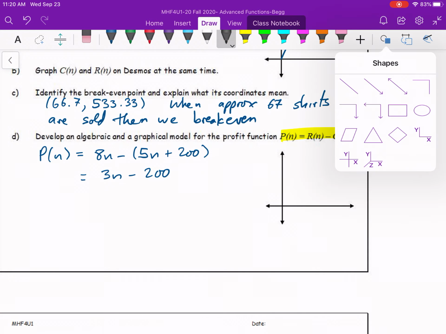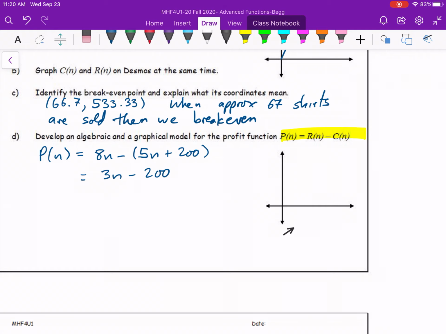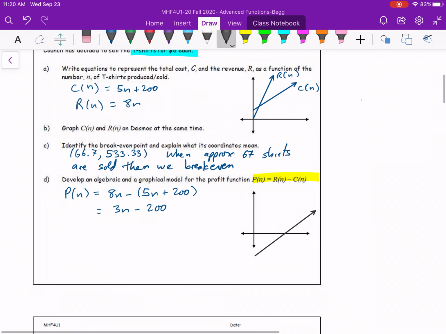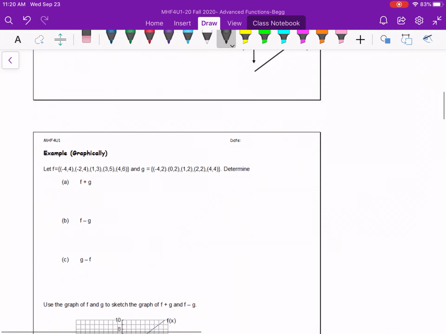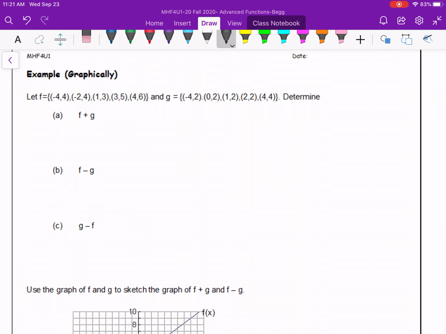So, something like this, and again, we have our point of intersection of 66, is the x value. So what do we do?